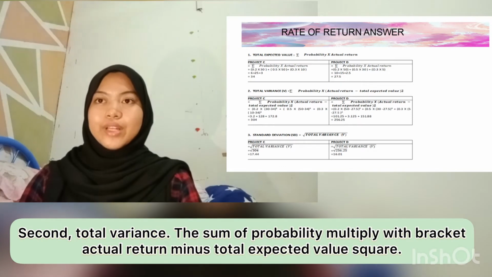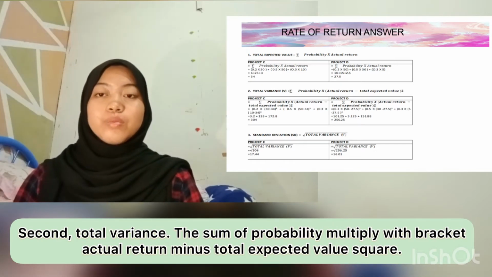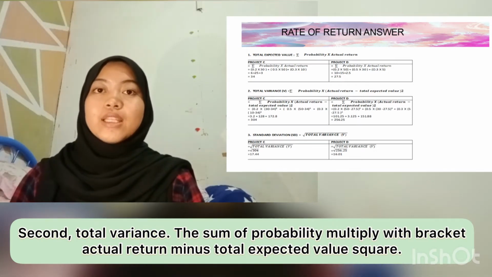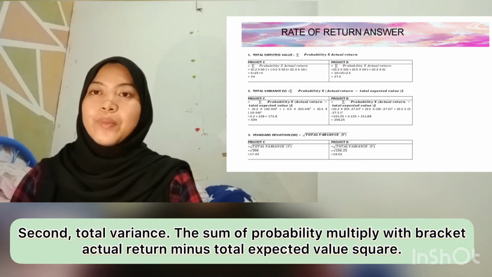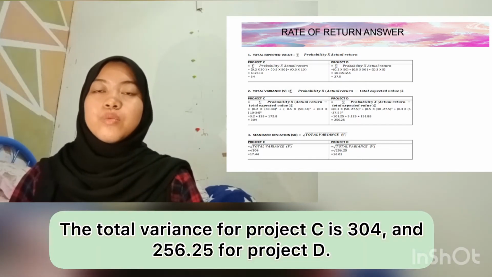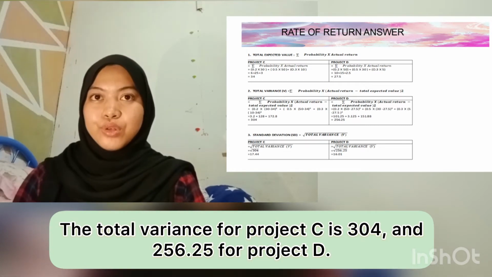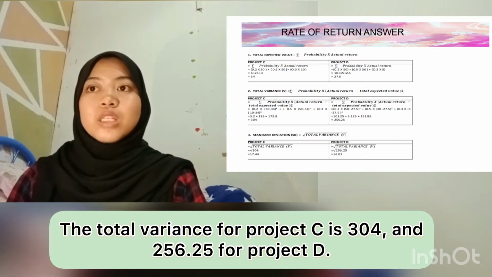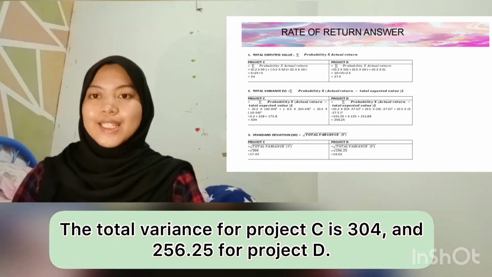Second is total variance. It is the sum of probability multiplied by the bracket of actual return minus total expected value, squared. The total variance for project C is 304 and 256.25 for project D.